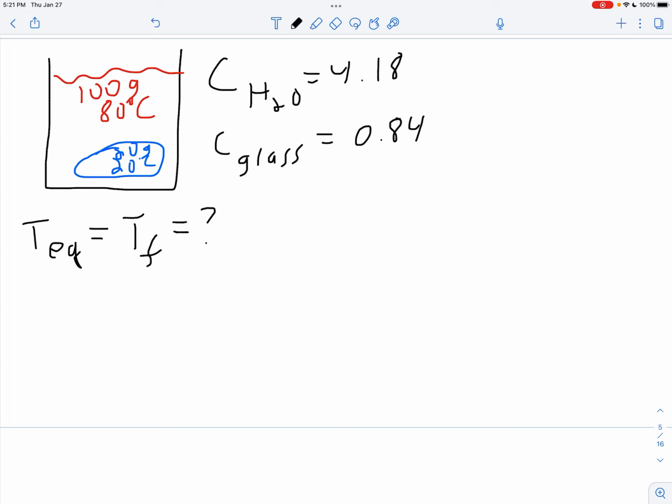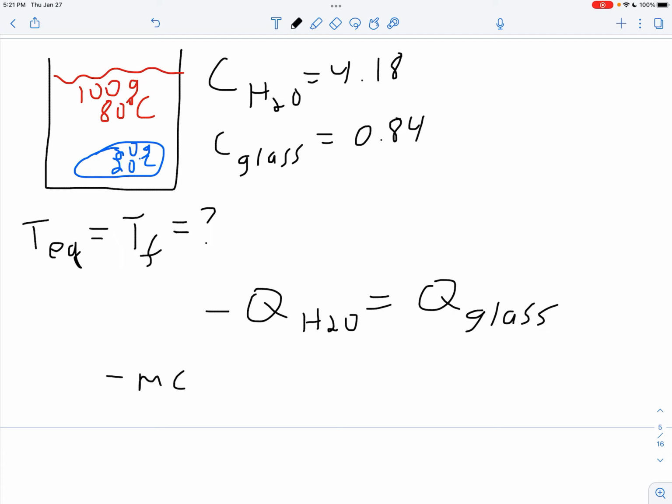Okay, so we have an equation, and our equation is the heat lost by the water equals the heat gained by the glass. This is because energy is always conserved, not created, not destroyed, but equal. So whatever the water loses, that's the negative, has to equal the heat that the glass gains. And we know that Q equals mc delta T. So I can rewrite this as this.